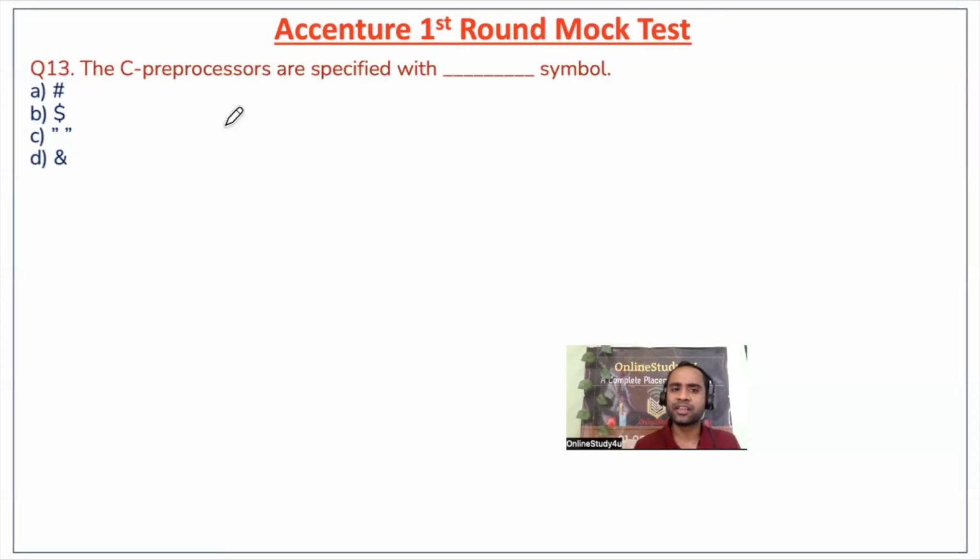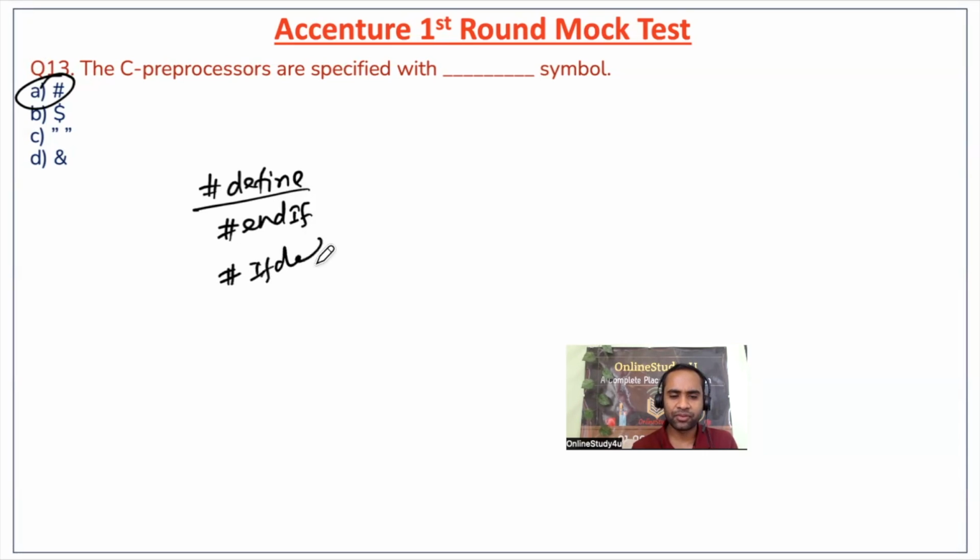Now, the C preprocessor is defined with which symbol? Friends, you all know, right? We have the define directive, and we have endif here, and then we have ifdef. So these are the preprocessors. C preprocessors are specified with the hash sign.